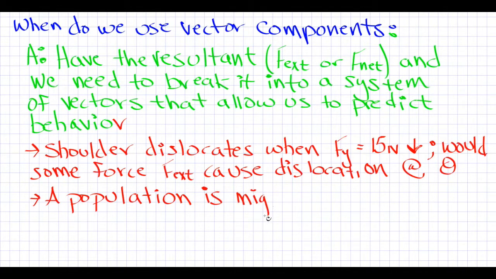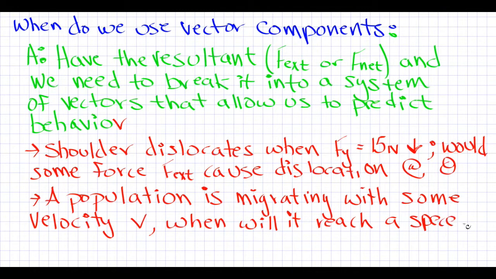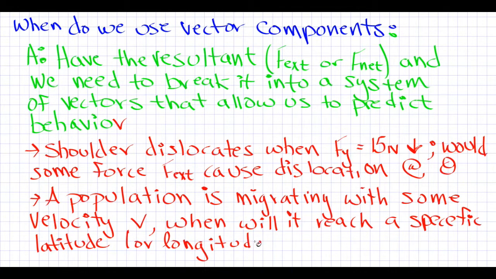Or you might have a migrating population. This population is migrating maybe in a northeast direction, and that's their velocity. And you want to know when they will reach a certain latitude, or when they will reach a certain longitude. To know that, you need to know the y component of their velocity, or the x component of their velocity, and through that you can have a better understanding of how far they're going in the x direction or y direction.